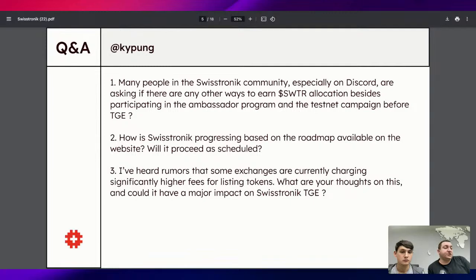I've heard rumors that some exchanges are currently charging significantly higher fees for listing tokens. What are your thoughts on this? And could it have a major impact on Swisstronic TGE? It really depends on the project, because for some projects, the listing fees are lower, for some are higher. But definitely, when the market goes up, the prices go up. Mostly, yeah, as well everywhere. So that's just how the financial system works. That's okay. It should not have any major impacts on us. We already have the exchanges that we want to launch on. We'll get the final commitments, and we'll share the details with you.